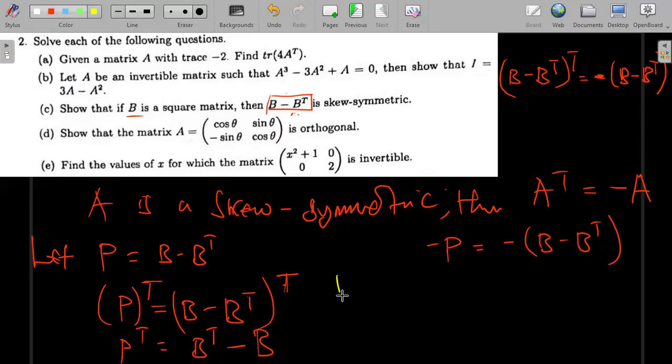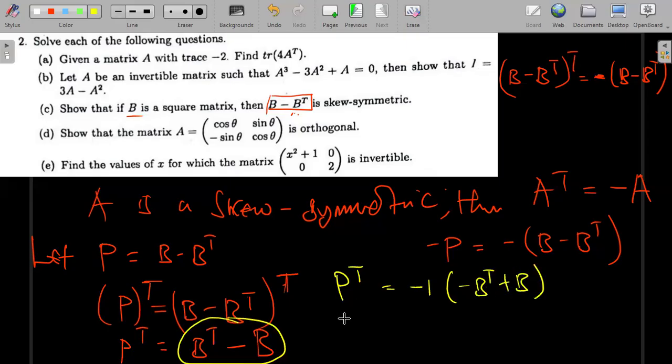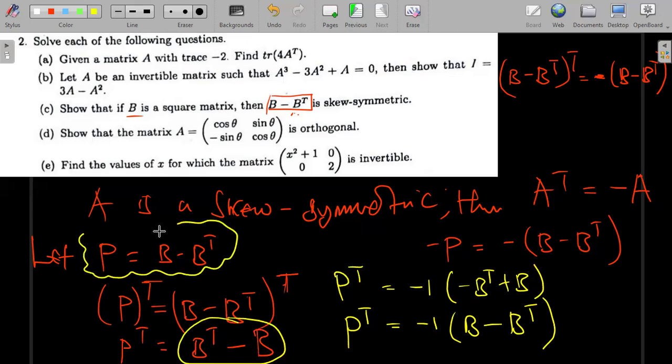So what we have currently is that PT, which is P transpose, is equal to, and then from here I'm going to factorize a minus 1. If I factorize a minus 1, what am I going to remain with? I'm going to remain with minus BT and then plus B. So this will mean PT is equal to minus, and then what we have here is just B minus BT.